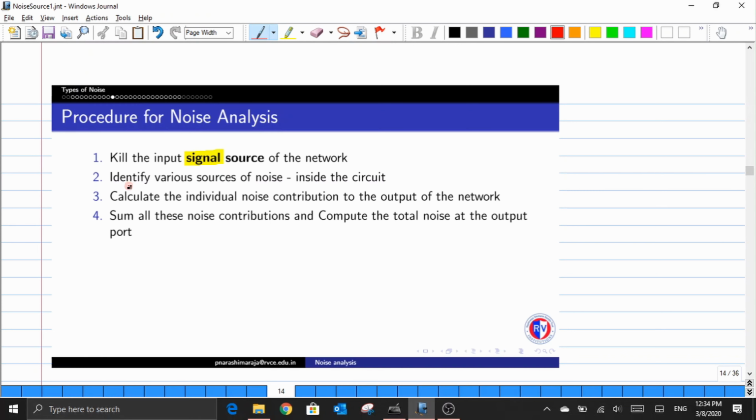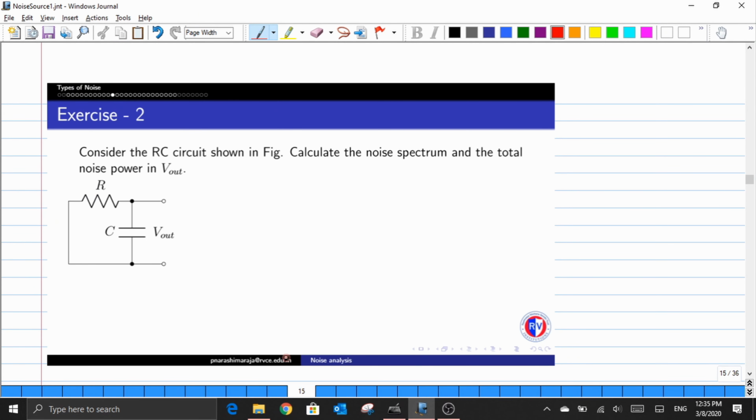The second step is to identify various sources of noise that exist inside the circuit. The third step is to calculate the individual noise contributed to the output of the network. And the final step is to sum all these noise contributions, and if required, one has to compute the total noise power at the output port. So these are the four steps that one has to follow when we perform a noise analysis. Now let us move on to our problem set.